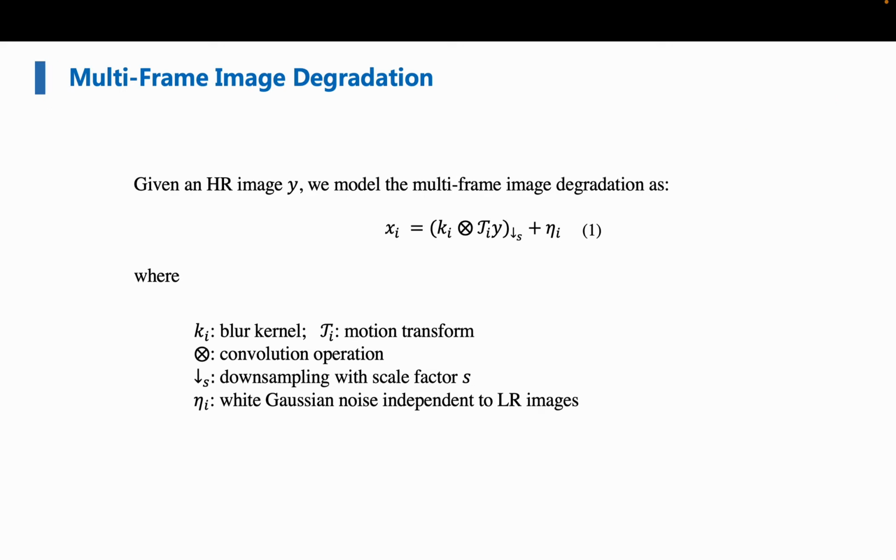Given an HR image, we model the multi-frame image degradation as equation 1. Here k_i means the i-th blur kernel. Tau represents some motion transforms. We often use bicubic downsampling with scale factor S, and also add some Gaussian noise to LR images.